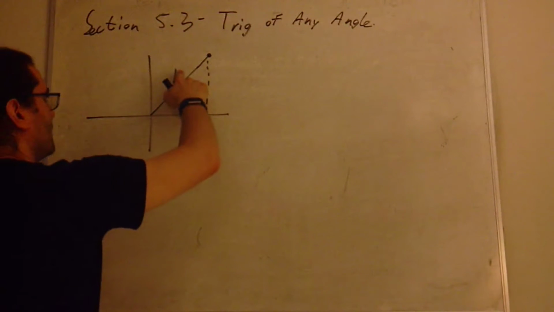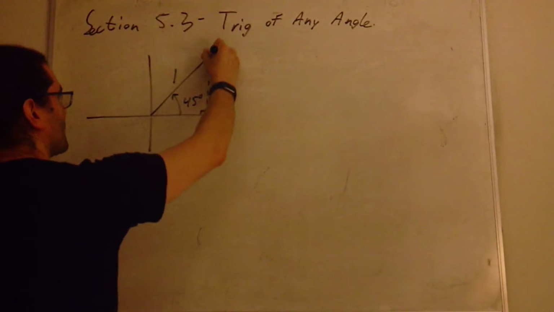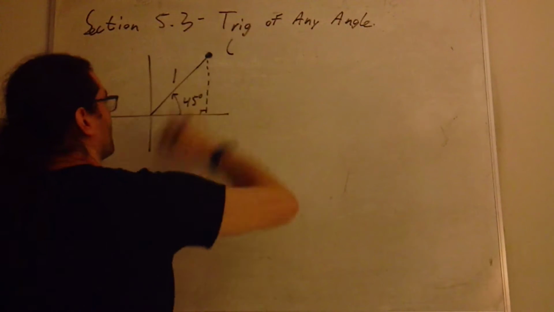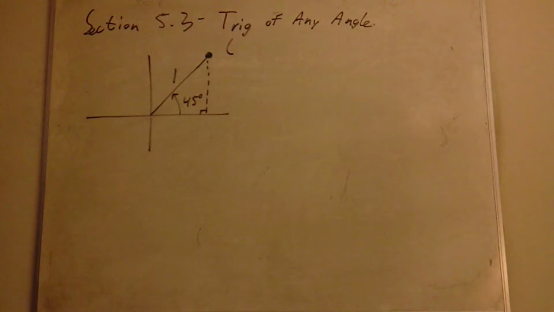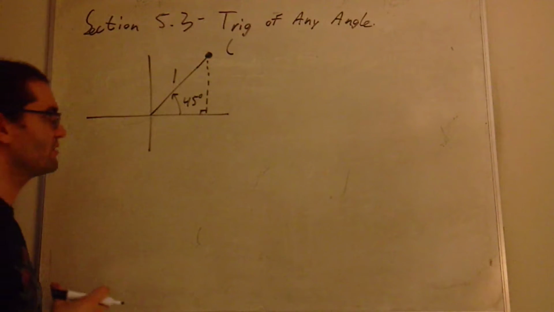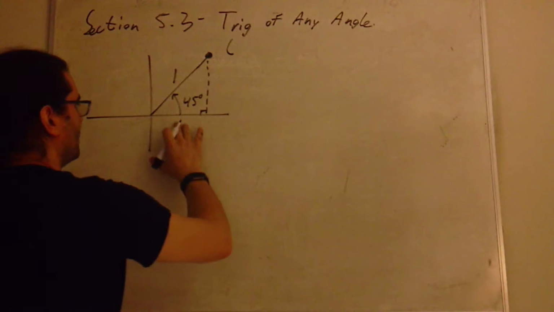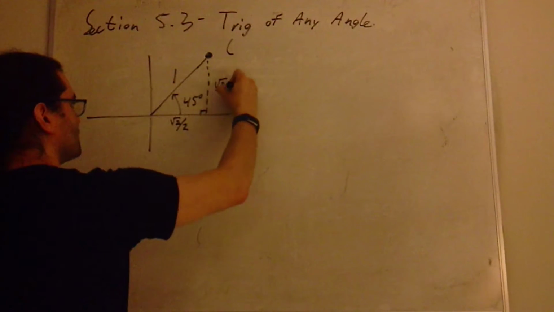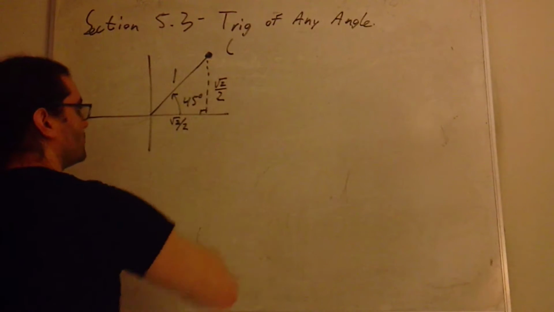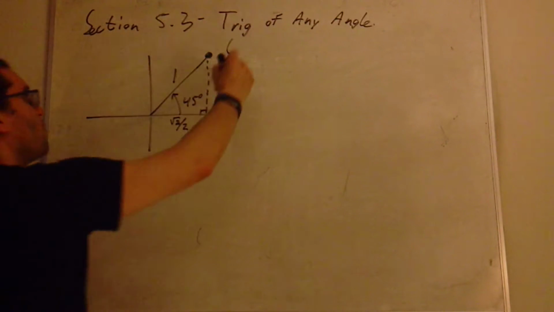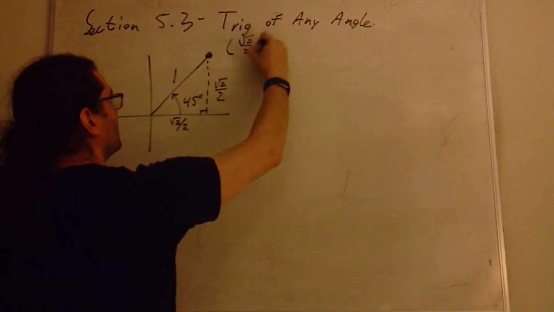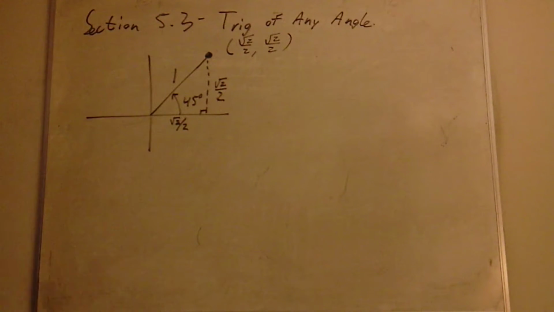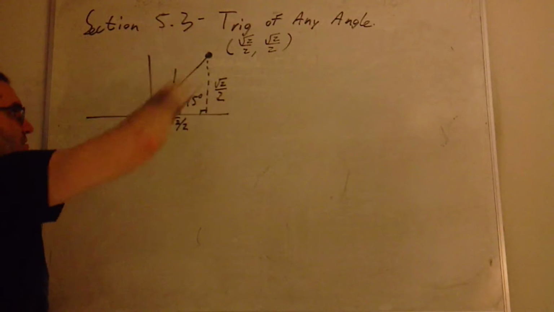I'll talk about the convenience of having a hypotenuse of 1 in a second. First, I want to talk about the coordinates of this point. Based on what we remember from our 45, 45, 90 triangles that we just put on the board, this length should be root 2 over 2, and this distance should be root 2 over 2. They're both root 2 over 2's, which means the coordinates of this point are root 2 over 2, root 2 over 2. That's the point you get when you put a 45-degree angle on the coordinate axes with a distance of 1.